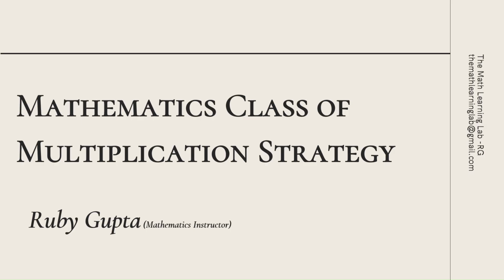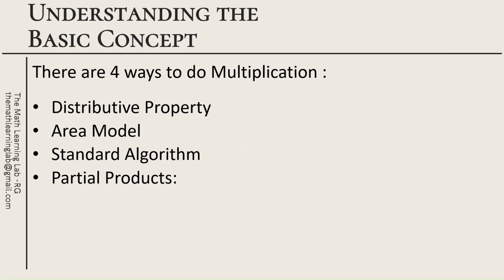Today, I will walk you through all the different ways to multiply. So, let's get started. There are four ways to do multiplication: distributive property, area model, standard algorithm, and partial products.